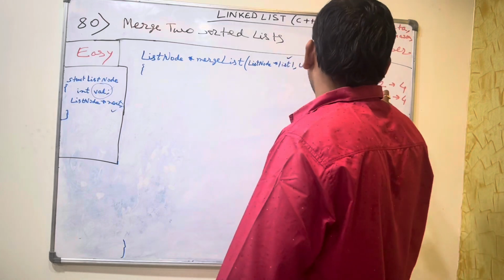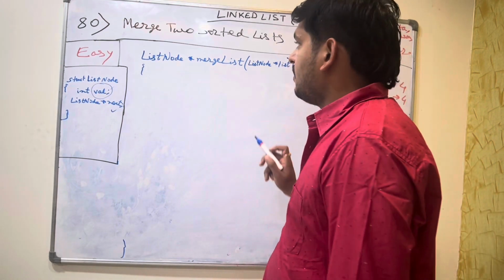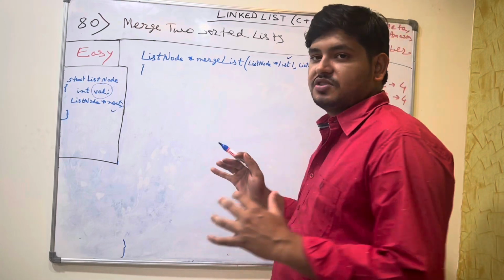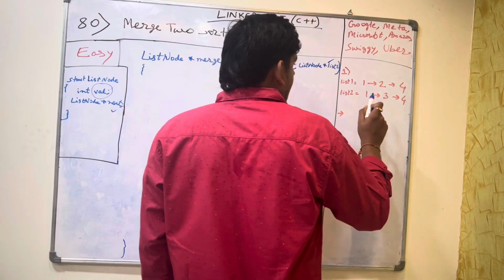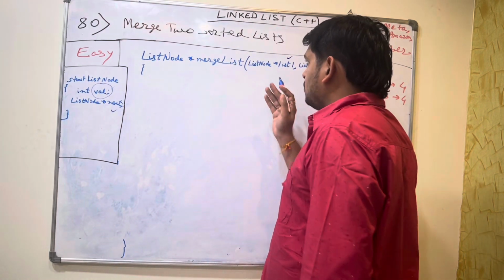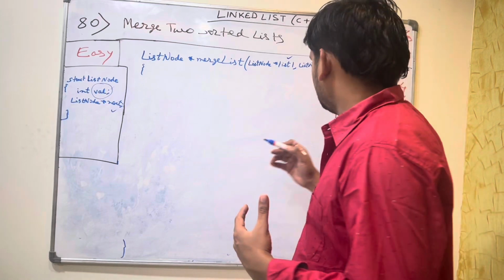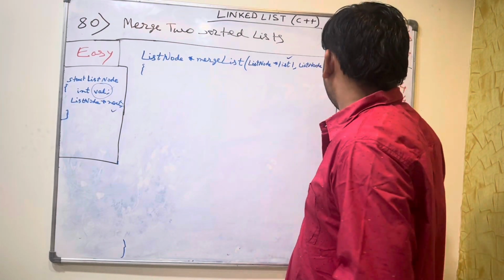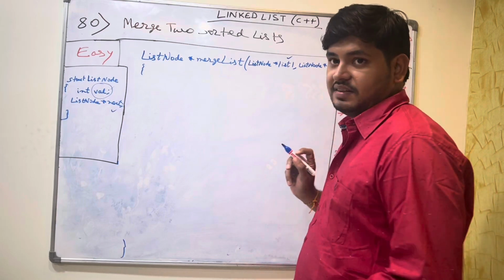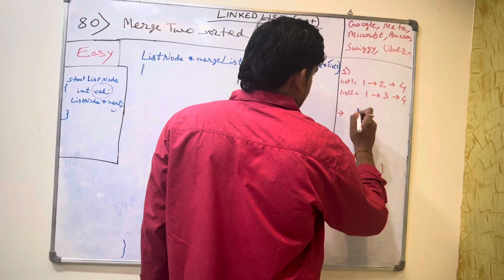They are sorted, right? That means they are in increasing order. We need to merge them and the merged list should also be a sorted list. So here 1, 2, 4 and this we should do in the same list, we shouldn't create a new linked list. We should do it in the same order, like we need to rearrange the links. So here 1, 2, 4 and 1, 3, 4, these are the two lists.